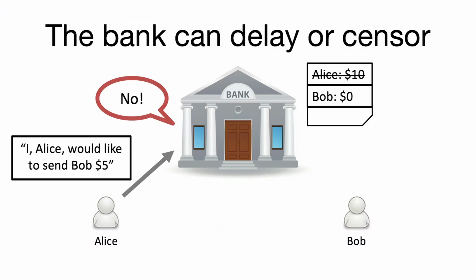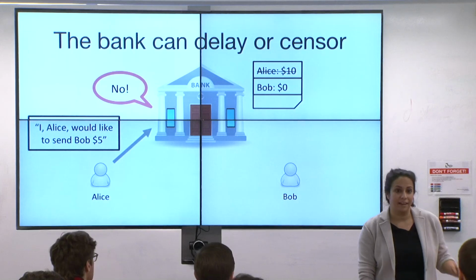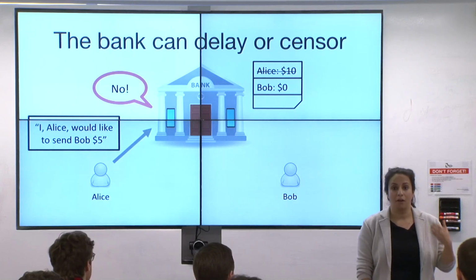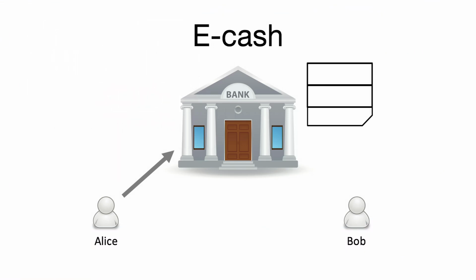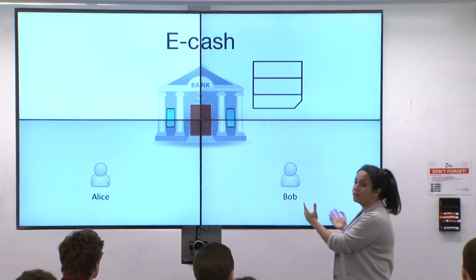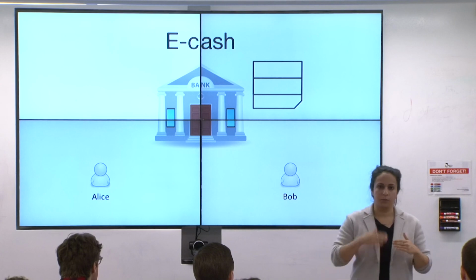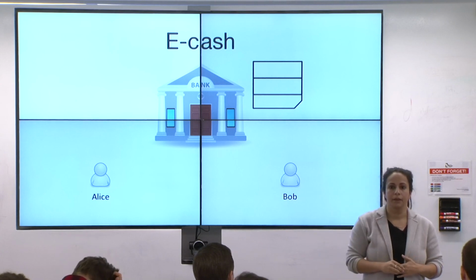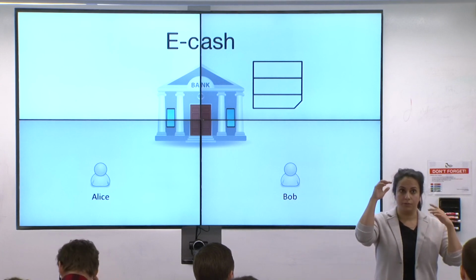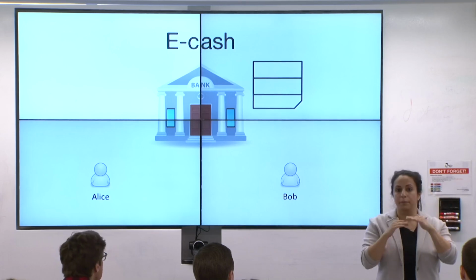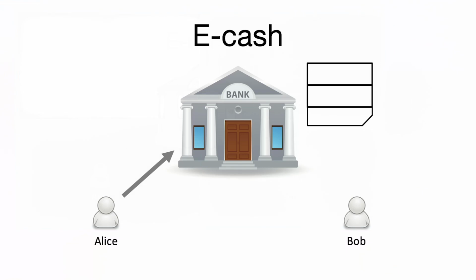The bank could decide that they don't like Alice for some reason and that they don't feel like processing Alice's transactions. This happens all the time in the real world. So there have been designs for electronic cash that work a little bit differently. And we're going to step up to the design that came right before Bitcoin, and we're going to do that iteratively. So let's talk about eCash and how eCash works.